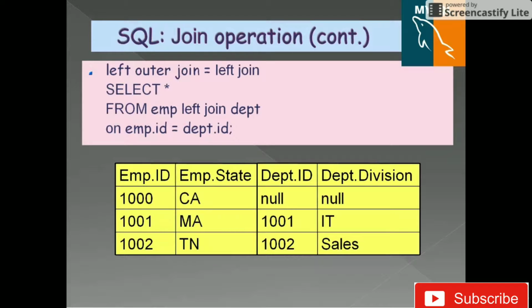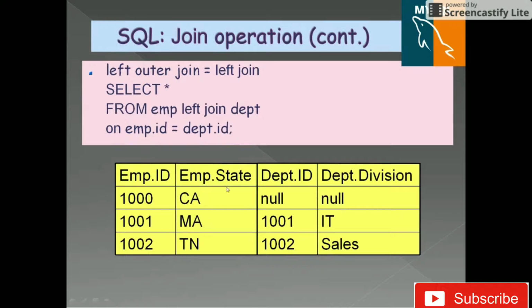Similarly, this is an outer join that could be used to perform the operation. Select asterisk from the table name. You can write left join or just write comma on emp.id equals department.id. If you're performing a left join, that means the record is fetched based on the left table, or the left side of this symbol. It is based on this emp.id, the previous one.